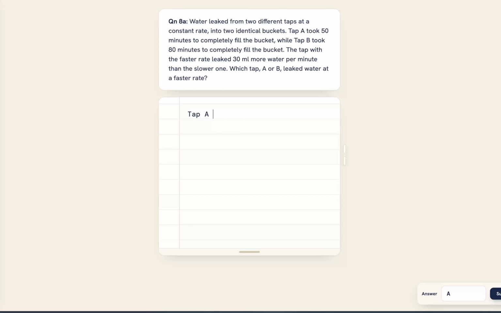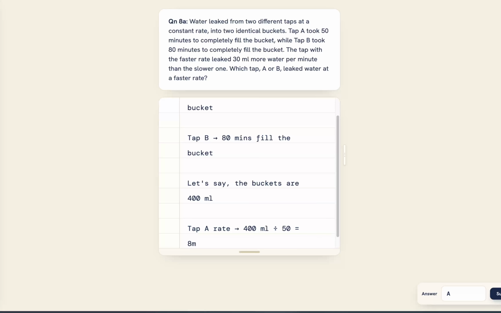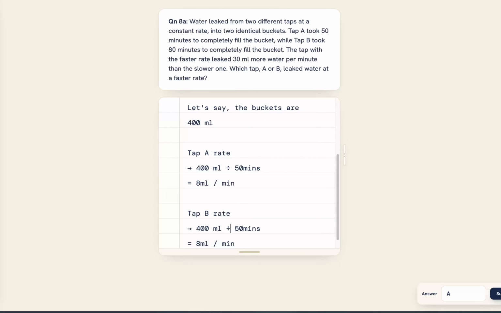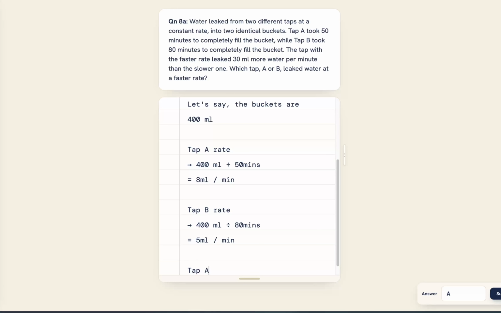So tap A took 50 minutes to fill the bucket, and tap B took 80 minutes to fill the bucket. Let's say the buckets are 400 milliliters. So tap A's rate would be 400 milliliters divided by 50, which is 8 milliliters per minute. For tap B, 400 milliliters divided by 80 is 5 milliliters per minute. So essentially, tap A actually has the higher rate. That means tap A leaked water at a faster rate.